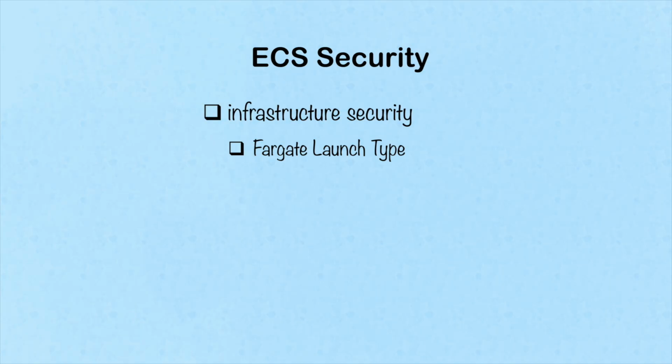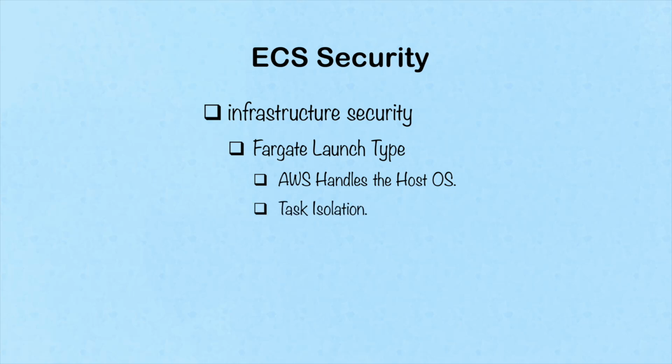Fargate abstracts the entire infrastructure layer, so you don't manage or patch any EC2 instances. However, that doesn't mean there are no security considerations. AWS handles the host OS. Fargate automatically manages the operating system and Docker runtime updates, drastically reducing your operational overhead and patching responsibilities. Task isolation. Each task in Fargate runs in its own lightweight VM, which provides stronger security isolation than EC2 tasks running on the same host.